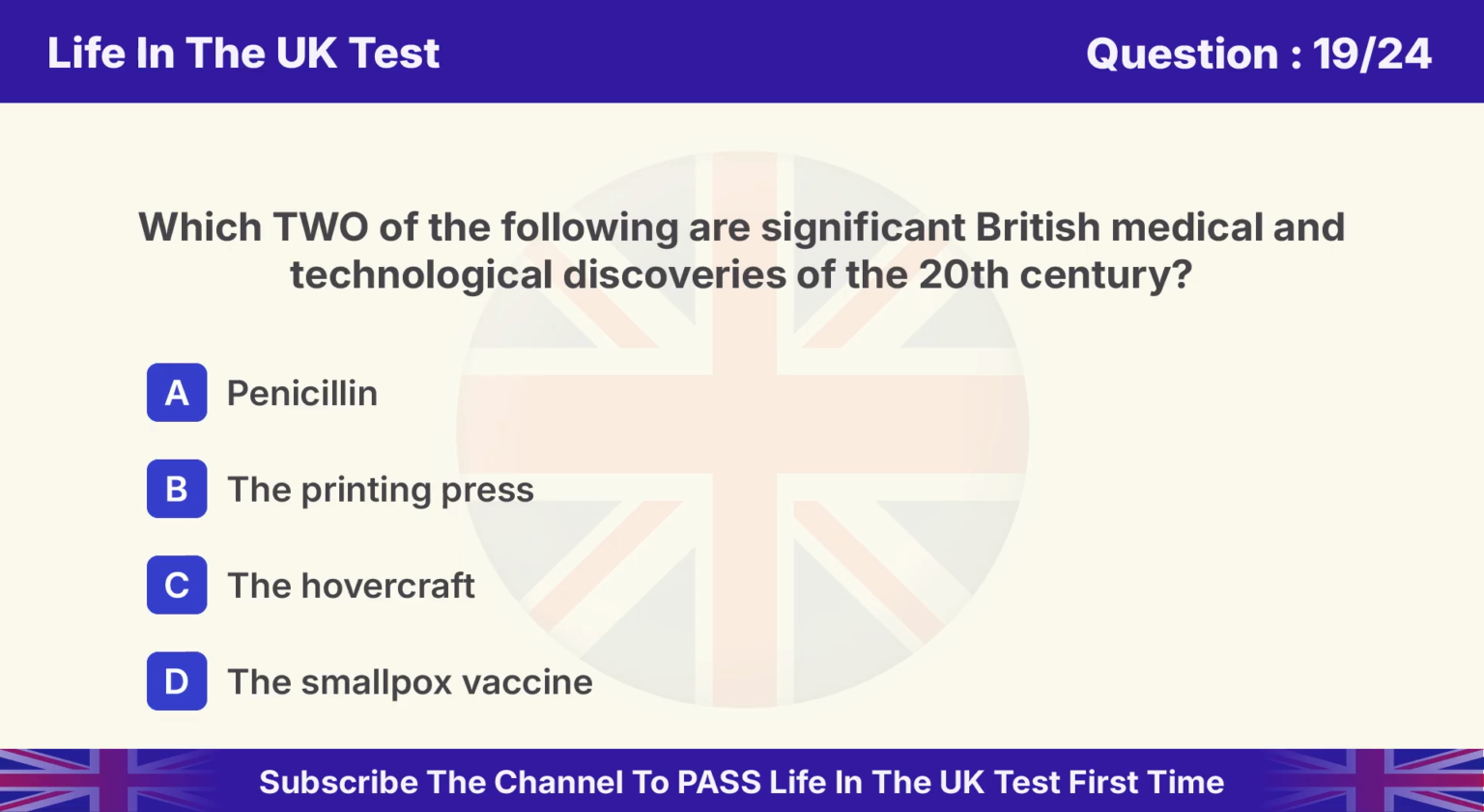Question 19. Which two of the following are significant British medical and technological discoveries of the 20th century? Option A, penicillin. B, the printing press. C, the hovercraft. D, the smallpox vaccine.